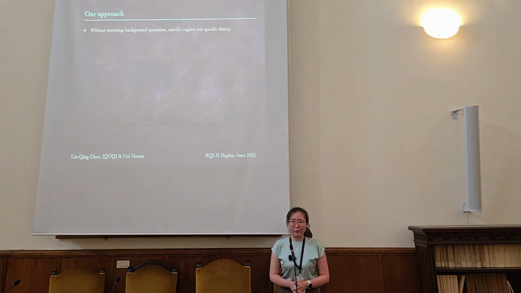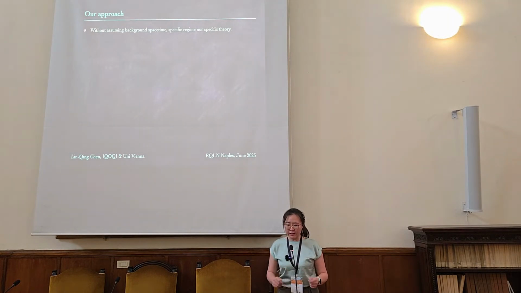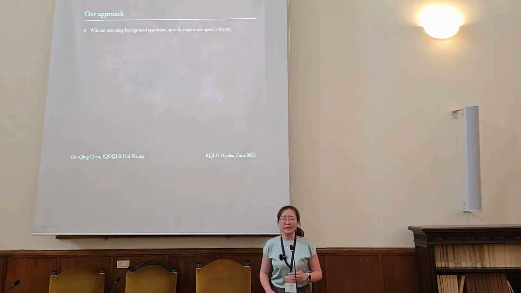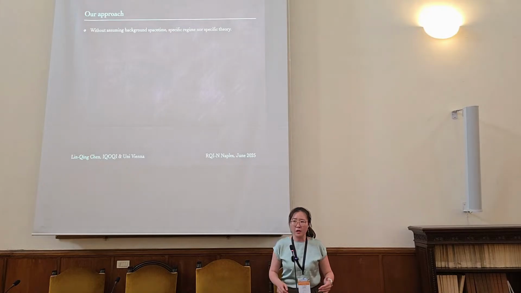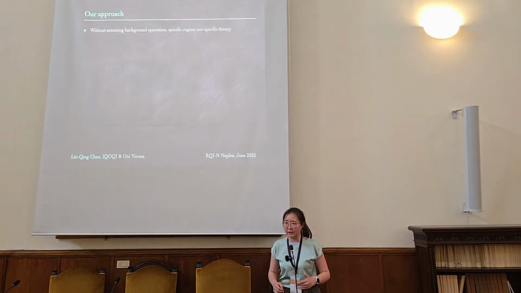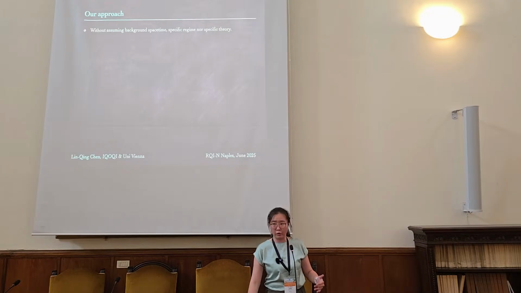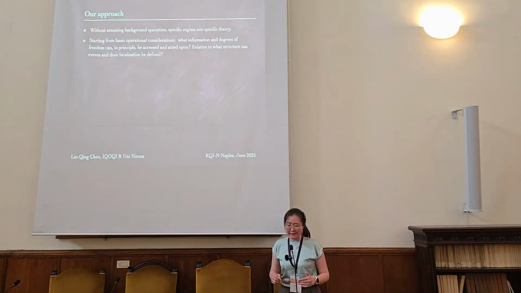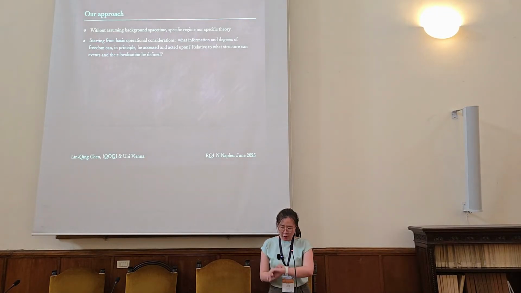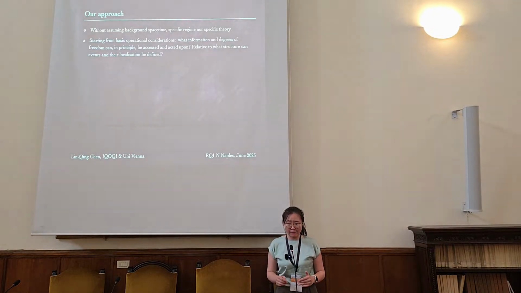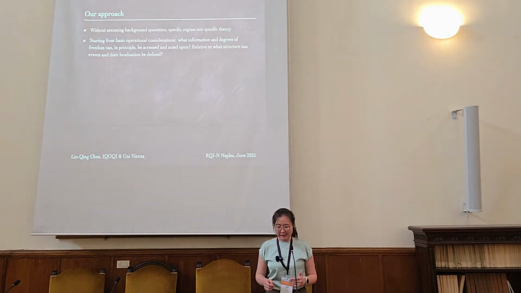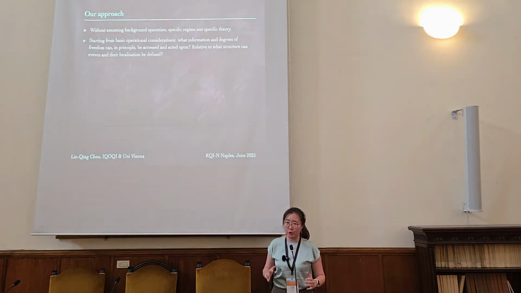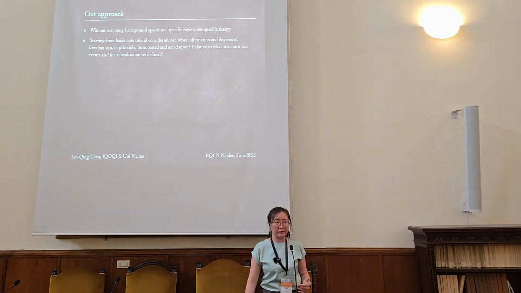So our approach starts as follows. Initially, we do not assume background space-time, a specific regime, or a specific theory. By specific theory, I mean that it could possibly be quantum physics or beyond quantum physics, such as, for instance, more general probability theories, etc. And we want to start from basic operational considerations: what information and degrees of freedom can, in principle, be accessed and acted upon, and relative to what kind of structure we need to define to make sense of events and localization.